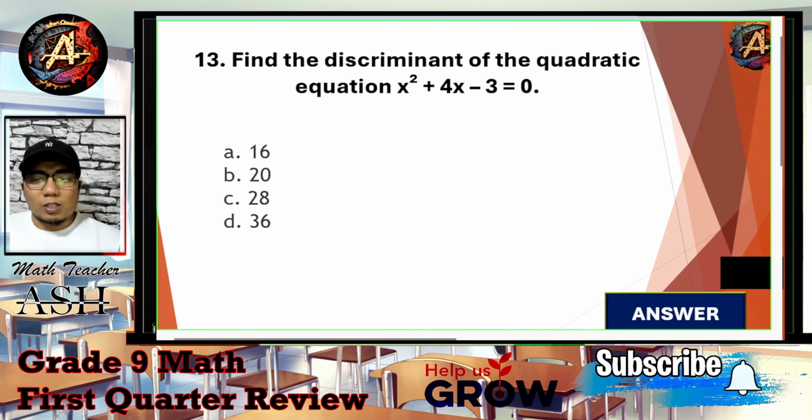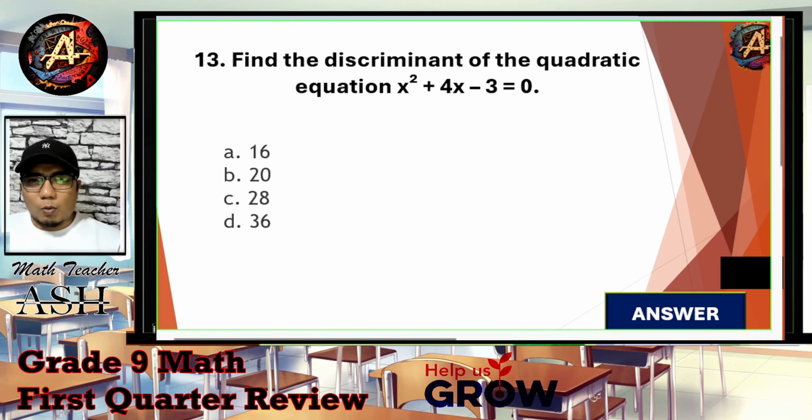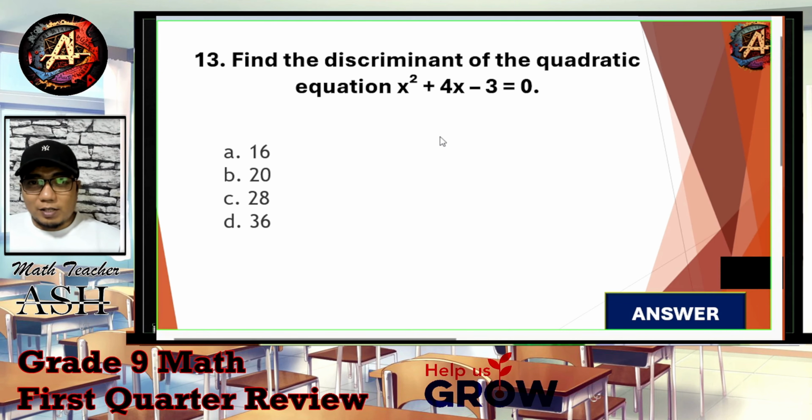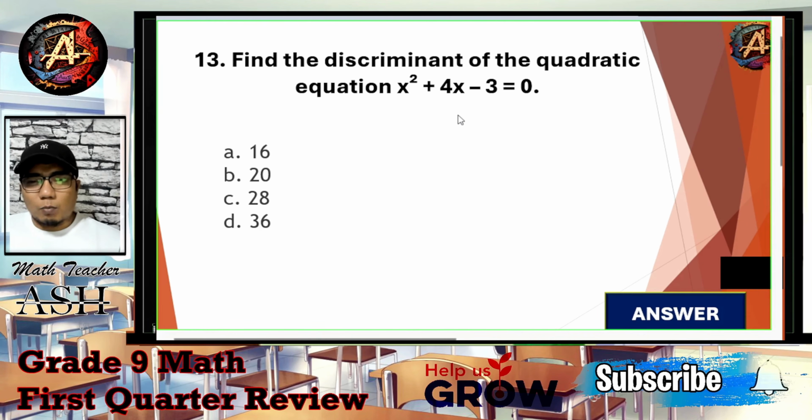Alright, my dear math learners, in solving for the discriminant of a quadratic equation, we can follow its formula. So that is b squared minus 4ac. Of course, our b here is positive 4, while our a is 1 and our c is negative 3. So by applying b squared minus 4ac, that would give us 4 squared for the first term, that is 16, and then minus 4ac, that would be 4 times 1 times negative 3. So 4 times 1 is 4, times negative 3 is negative 12. But since this is minus, there will be 16 minus negative 12.